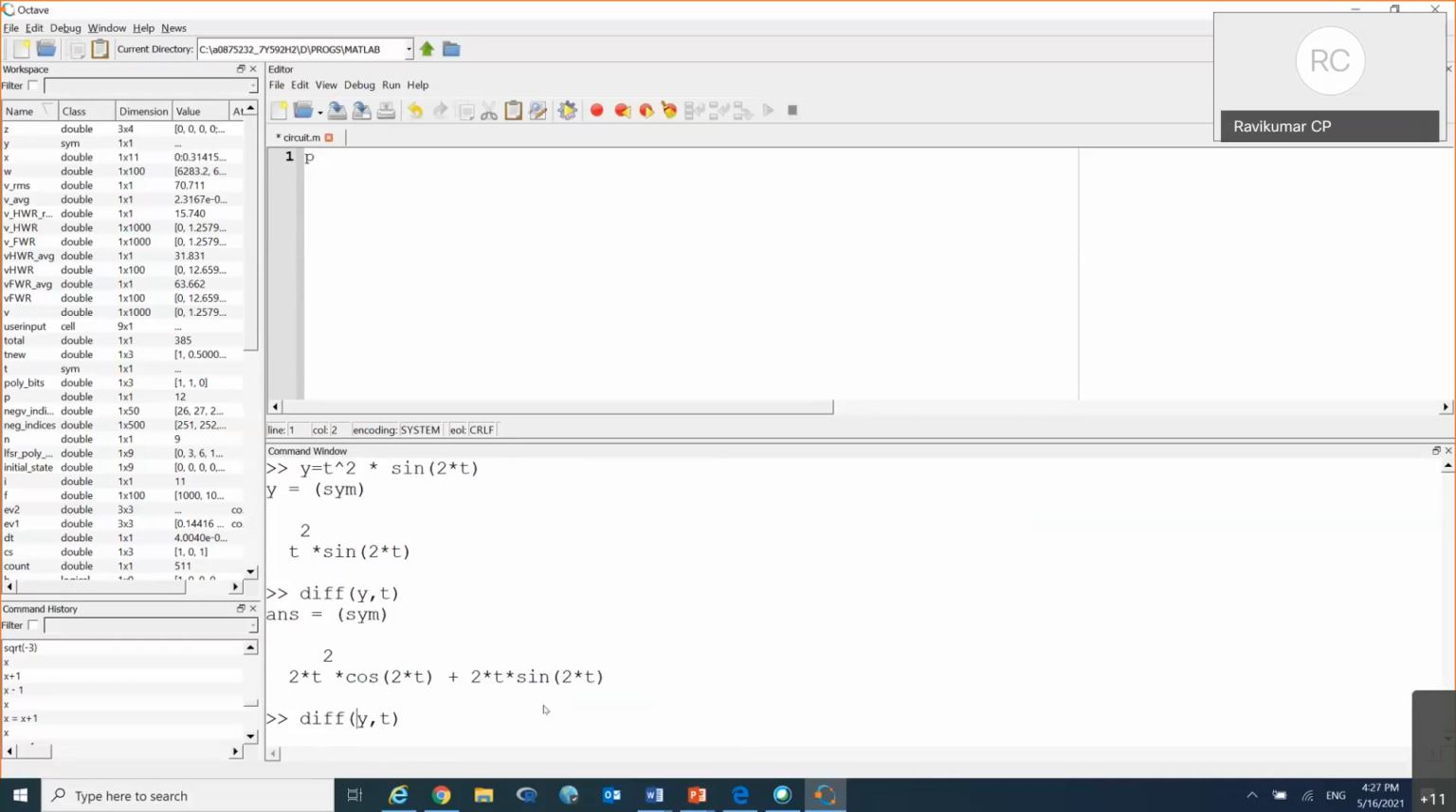In the same way, you can integrate also. Let us take a simple function like z equals t times e power t. Then let us say integrate. So it is telling me the integration of t e power t. I think this is possibly the correct answer.